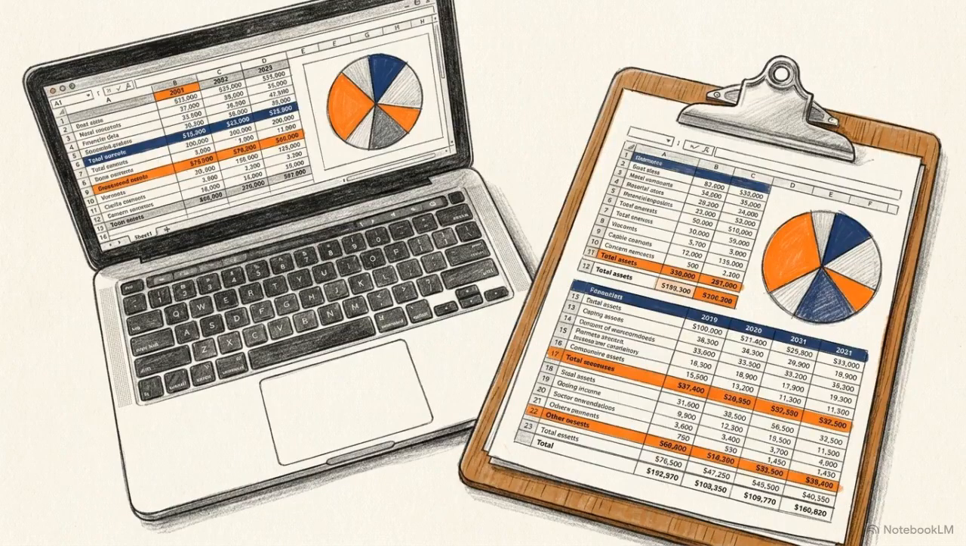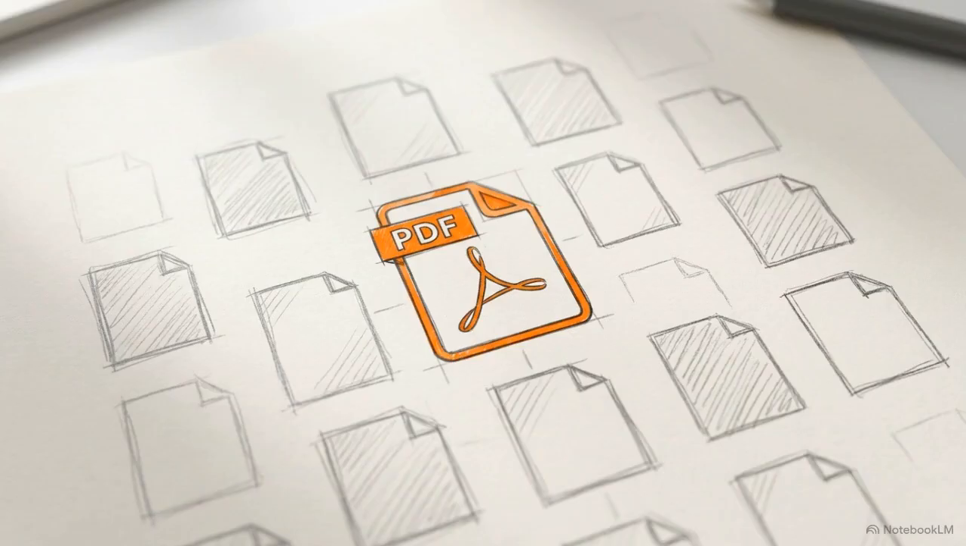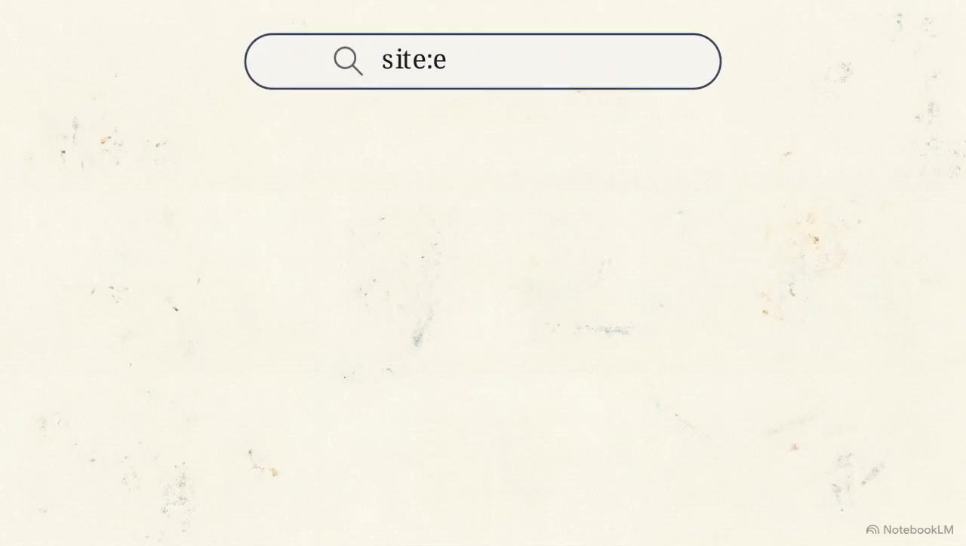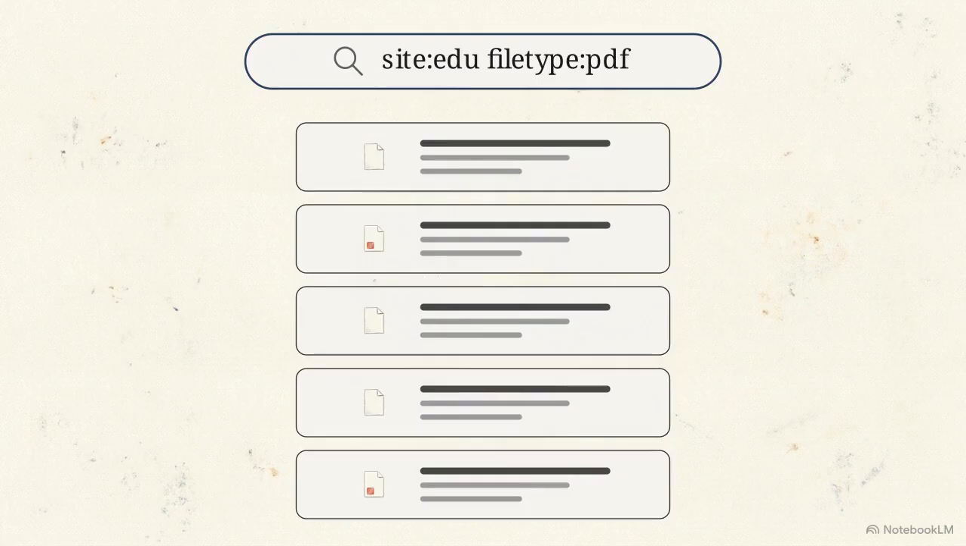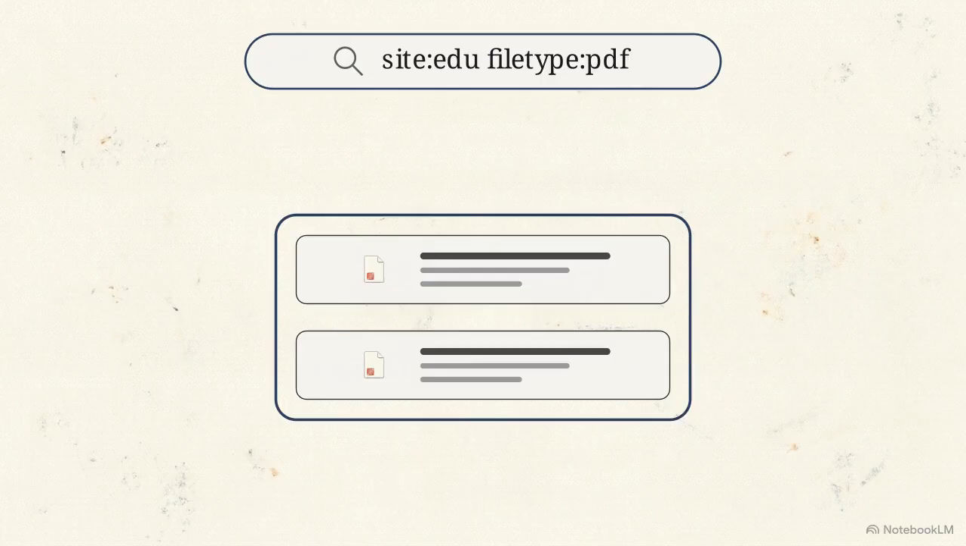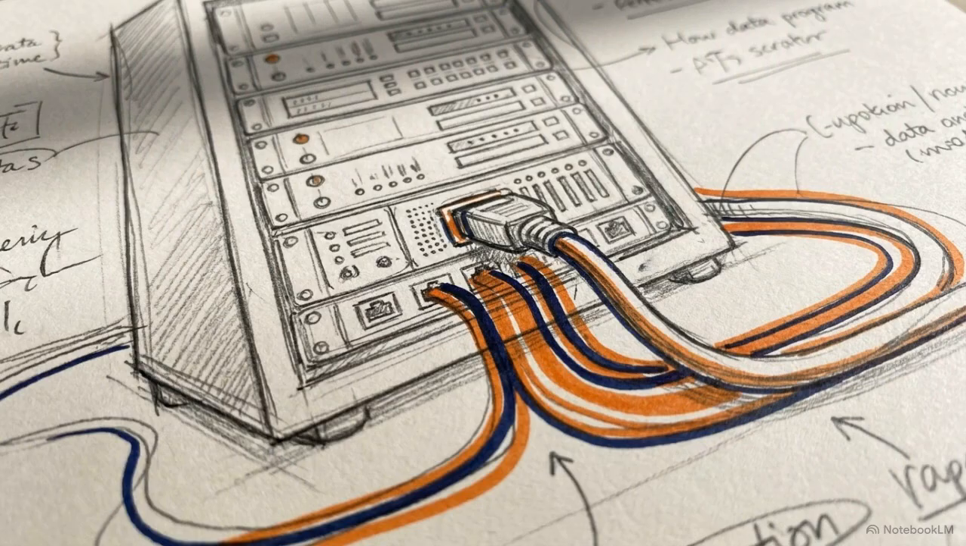Sometimes reading through standard corporate web pages isn't enough. You might need to find an actual, tangible document, like a spreadsheet or a written report. You can find these by using the filetype command. By typing filetype followed by a format, like PDF or XLSX for an Excel file, you tell the search engine to ignore regular web pages and only fetch those exact file formats.